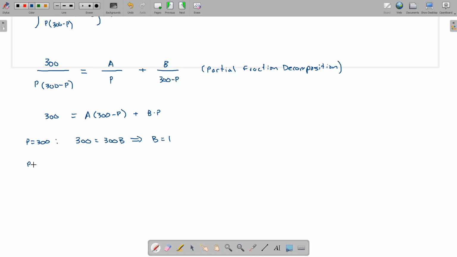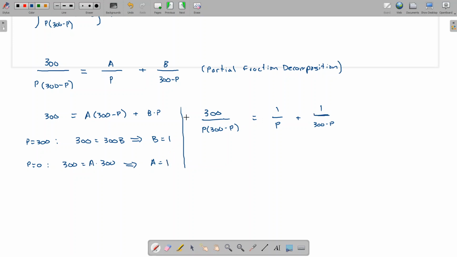Okay, the other value we should use is 0, because that would wipe out this term here. So that would give us 300 is equal to, plug 0 into this, you'd have a times just 300, because it'd be 300 minus 0. That was wiped out. Divide this over, and again you get a is equal to 1. So what we've shown here is that 300 over p times 300 minus p is equal to 1 over p plus 1 over 300 minus p.